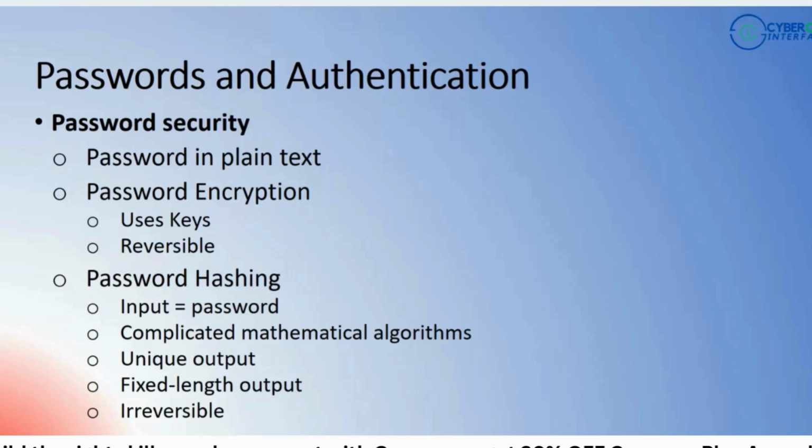When we say unique output, it means that even the slightest change in the input, which is the password, will make the output different. For example, if your password is my king with a capital M, and you hash that, the output you get will be different from if the M is a lowercase. Even if you just put a dot, a full stop, at the end of the statement in one and don't put a full stop in the other, the hash will be different.